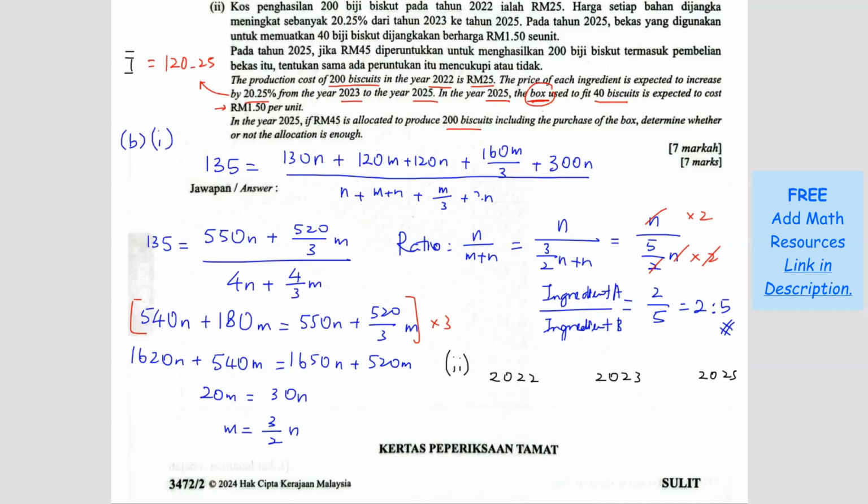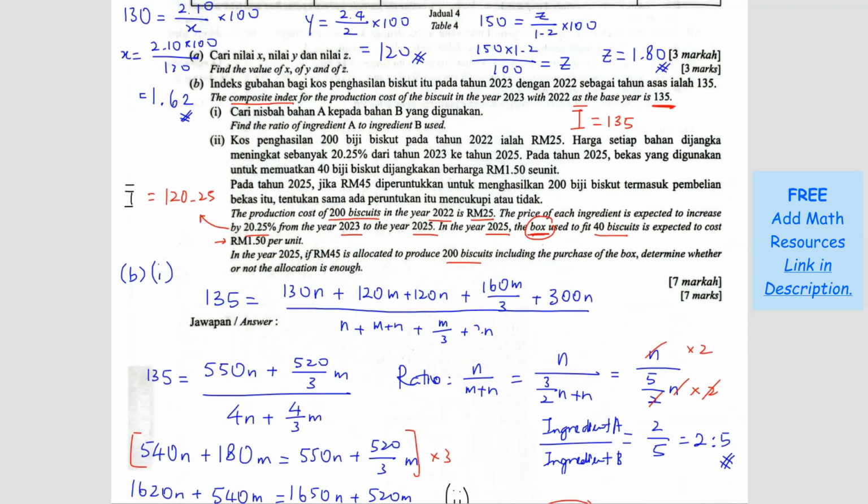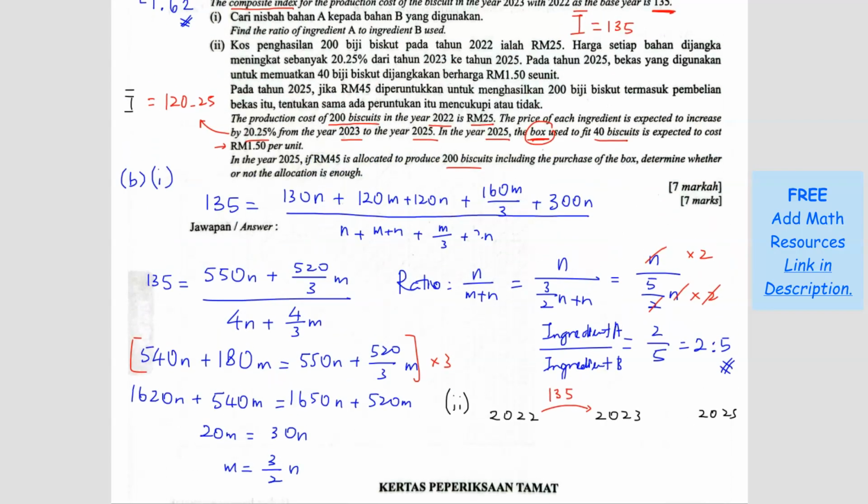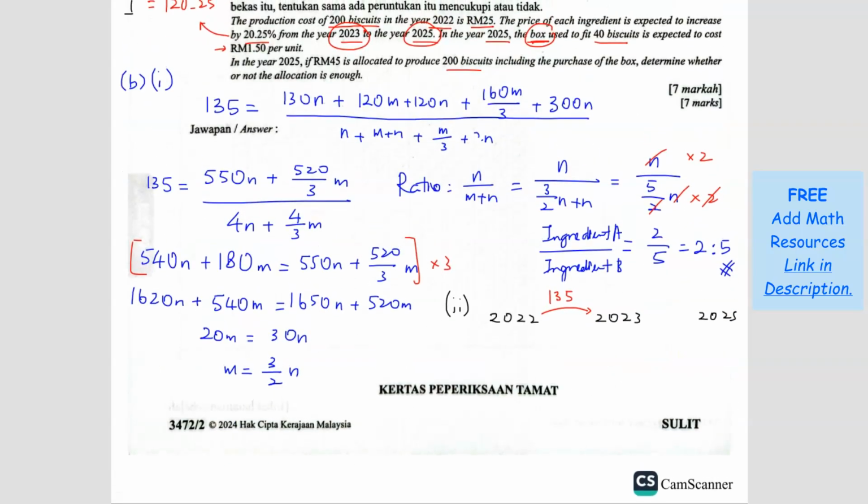So from 2022 to 2023, we are given the composite index. What's the composite index? This one, 135. So this is 135. And what else is given? 120.25 is what? 120.25 is 2023 to 2025. So it's here, 2023 to 2025. So this is 120.25. So what we want to find is this.